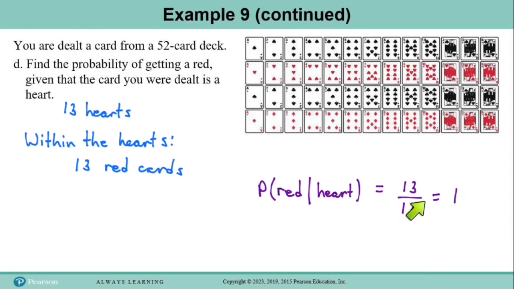So we know that a 1 represents a certain or a guaranteed event. And I think this will make sense to you if you think about it this way. If you know that you're drawing a heart, you automatically know that card is red, right? So the probability of getting a red, if you already know the card is a heart, is 100%. It's guaranteed the card is red if it's a heart. All the hearts are red. So it makes sense that this probability would be 1.